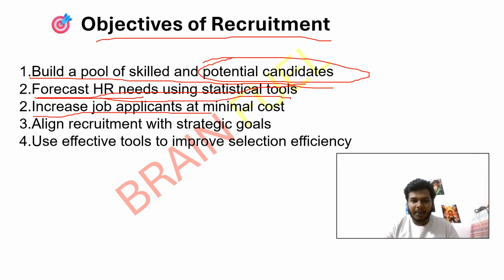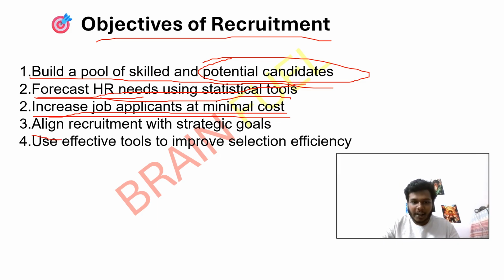Increase job applicants at minimal cost. So we have to stimulate people to join our organization at the minimum cost, like doing digital marketing, paper marketing, etc. There are different types of marketing to increase job applicants at minimum cost. Word of mouth and referral benefits for those who are working in the company, the existing employees.